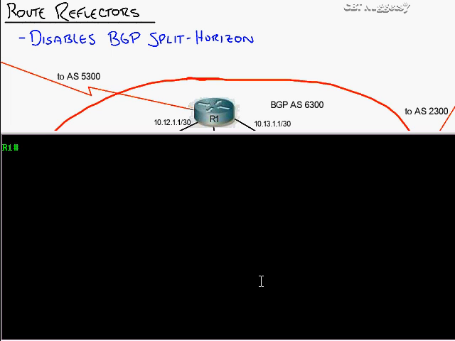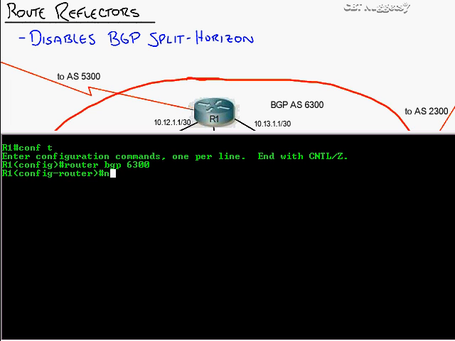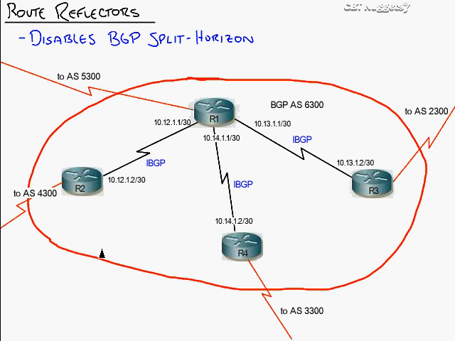Router BGP autonomous system 6300, and I will say, you are a route reflector. Now, we never explicitly say you are a route reflector. We will say that you are reflecting to these clients. So here's the idea. I'm going to say neighbor 10.12.1.2, which is router 2 in this case. Router 4 is 10.14. Router 3 is 10.13.1.2.